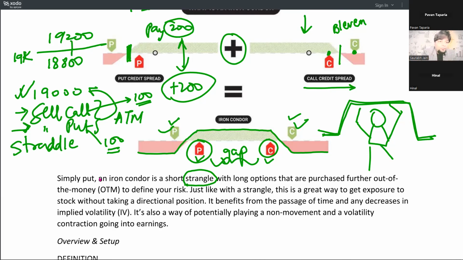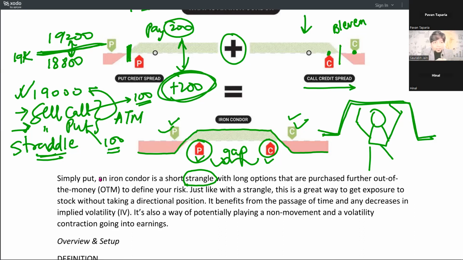But as long as Nifty stays between 19,200 and 18,800, you will have no loss, right? In fact, if it expires exactly at 19,000, neither the call will be exercised nor the put, and you will earn the entire 200. Correct? This is a straddle because it is done at the money.